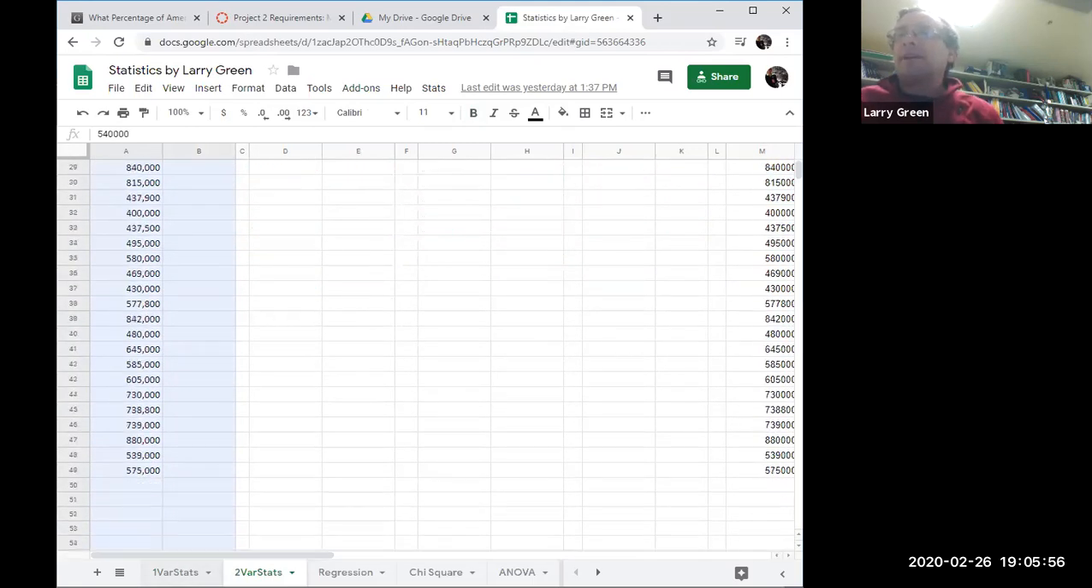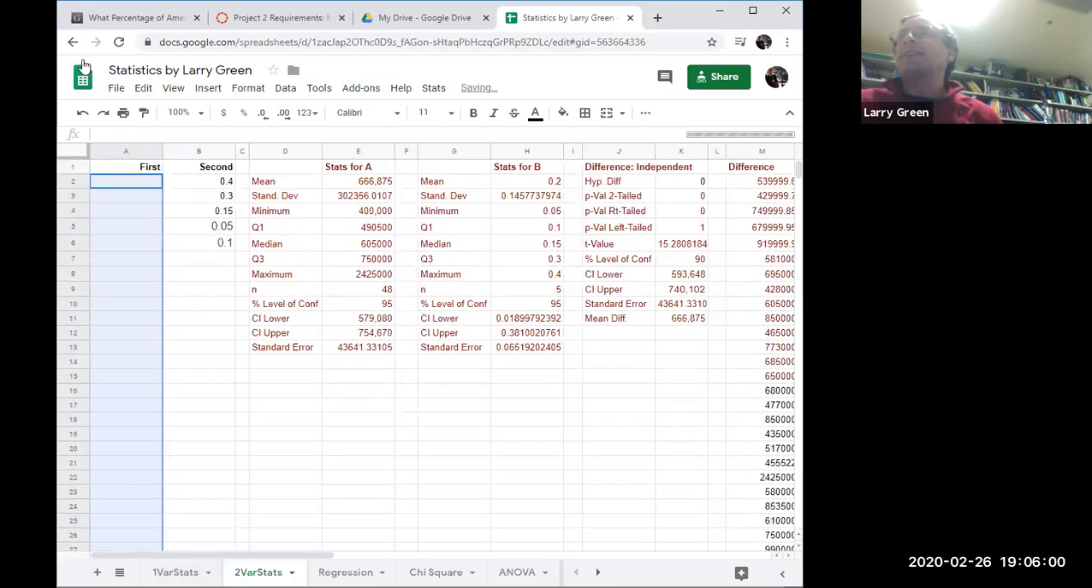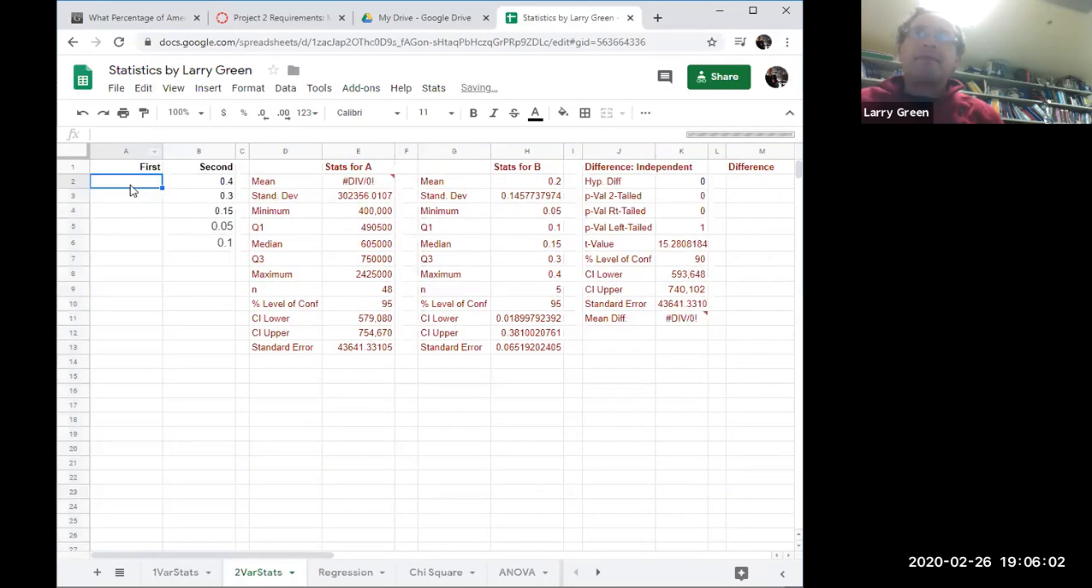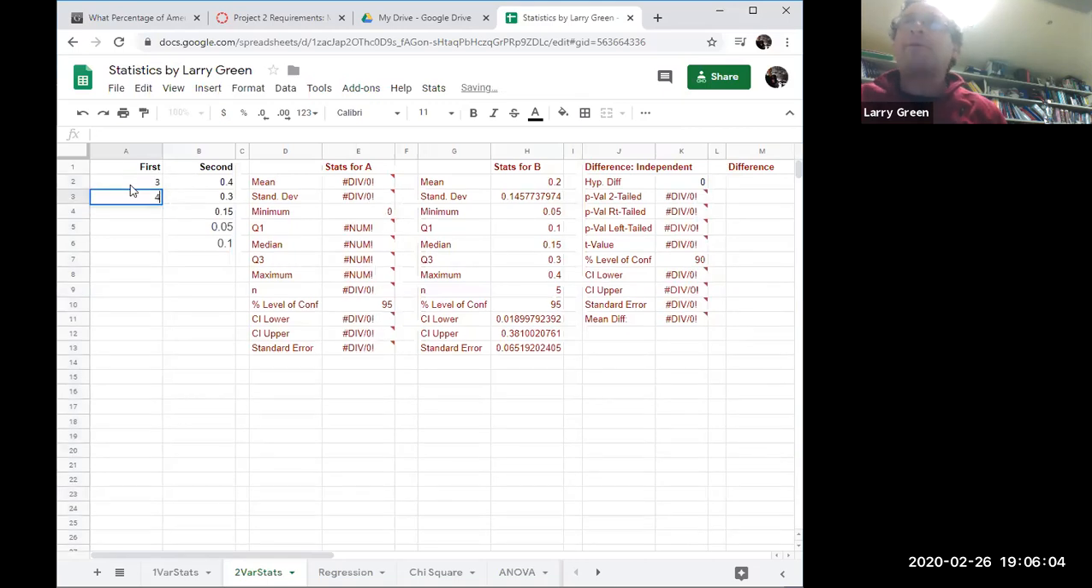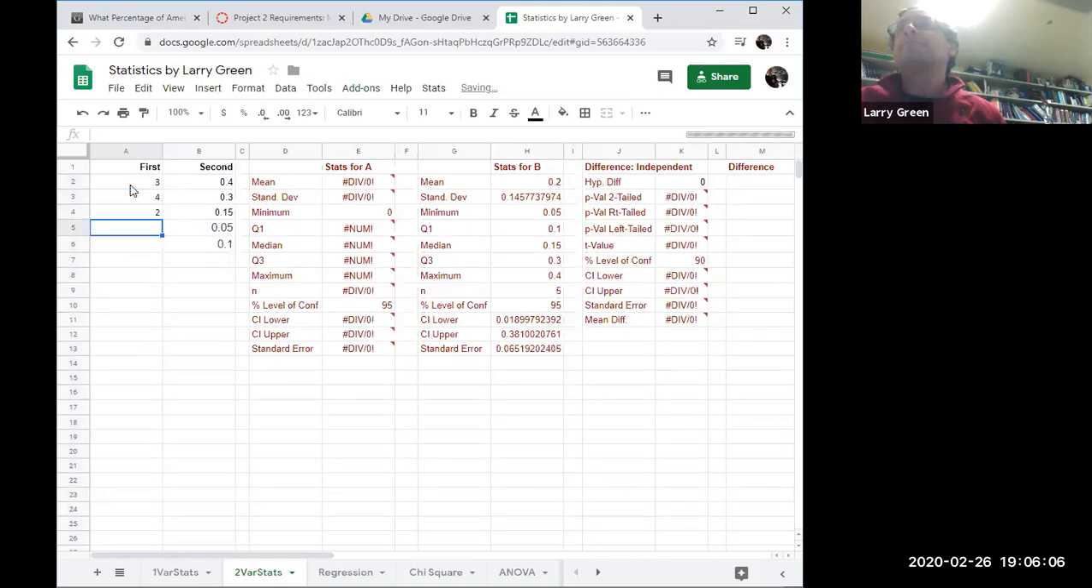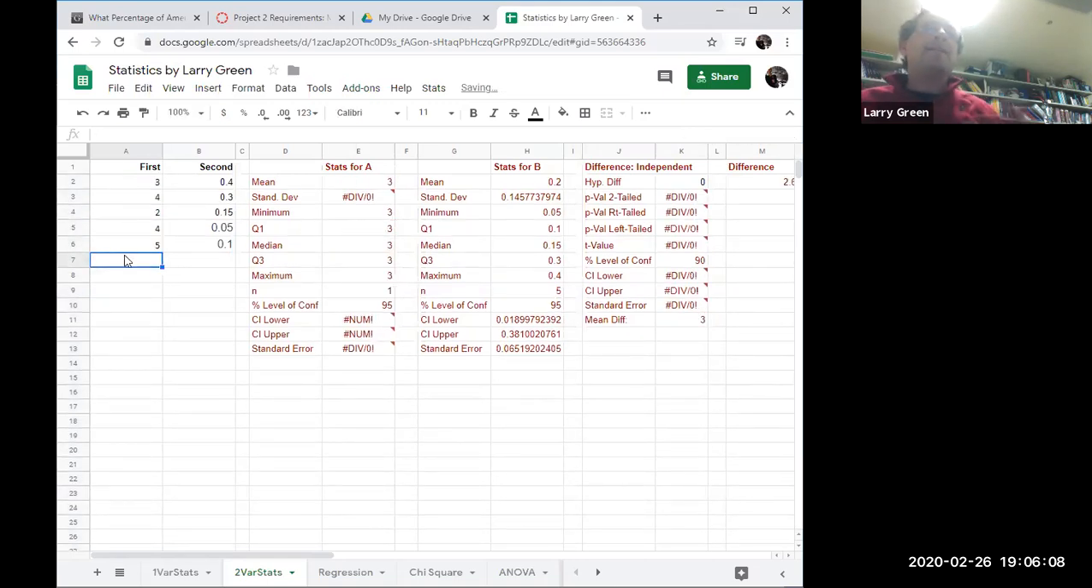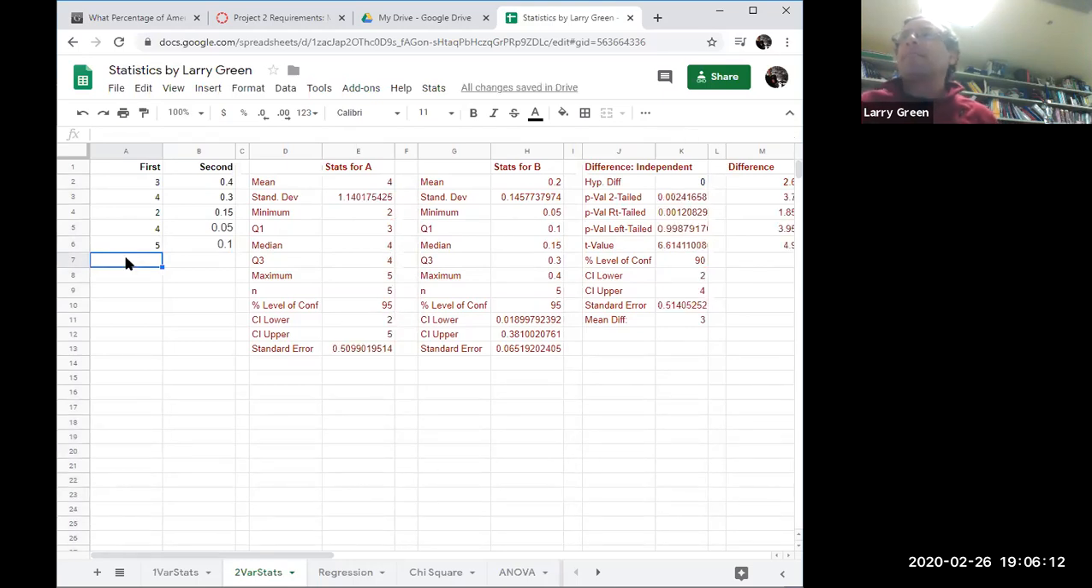Okay, but I'm going to erase this data. There's too much of it. There's going to be a bunch of data. If you copied this for your last project, then you have it. Okay, you just go to this tab.